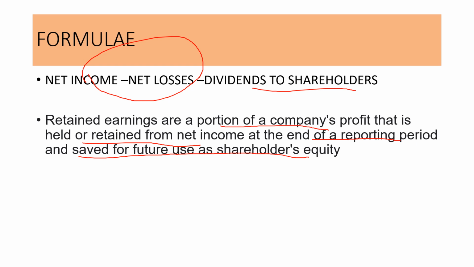Okay, now a simple concept is retained earnings are a portion of the company's profit that is held or retained from net income, because whatever earnings you have, you are getting from the net income only. That is the net profits. And at the end of the accounting reporting period, it is saved for future use as shareholders equity. This shareholders equity we'll discuss in the coming videos. Till then, just understand the meaning of retained earnings as the cumulative or accumulated net earnings after the payment to shareholders.